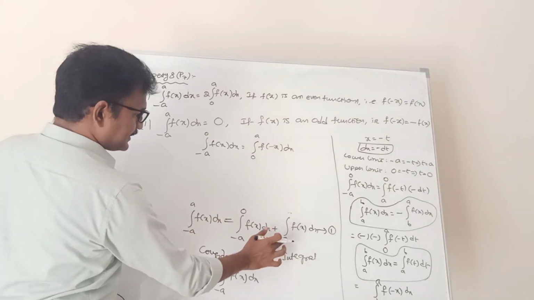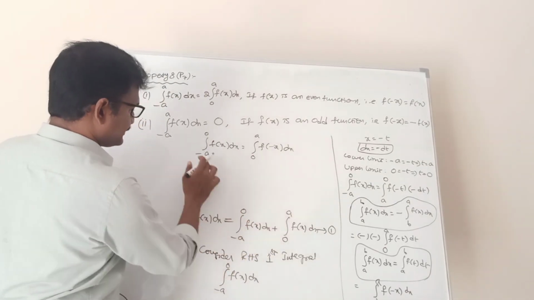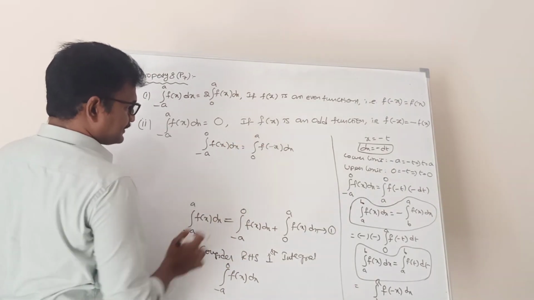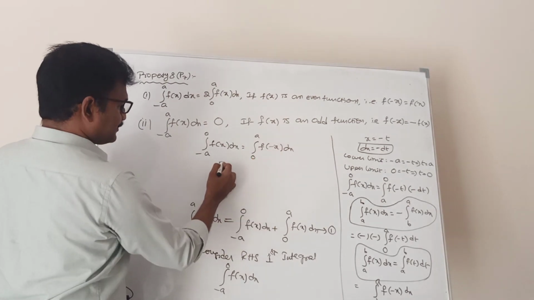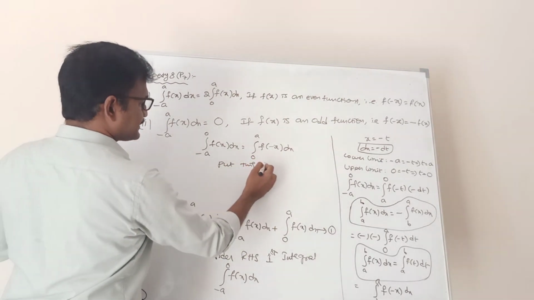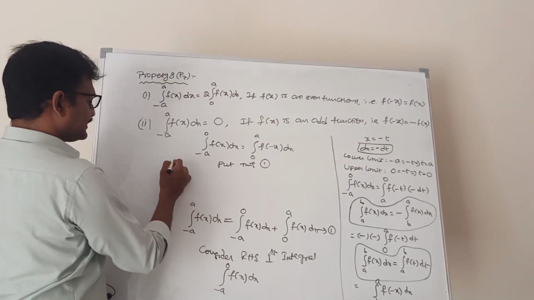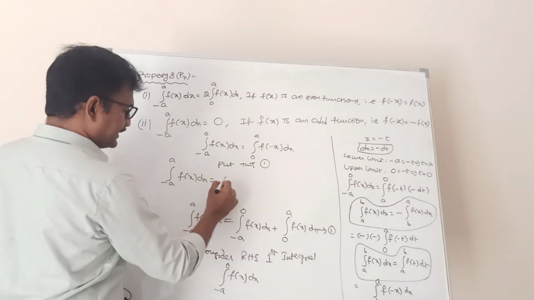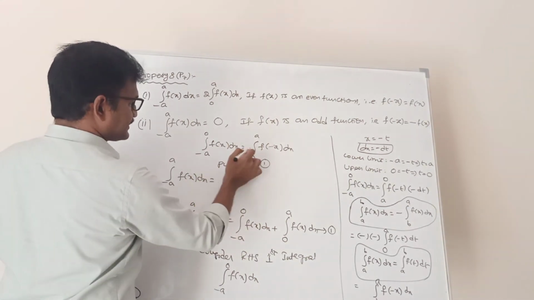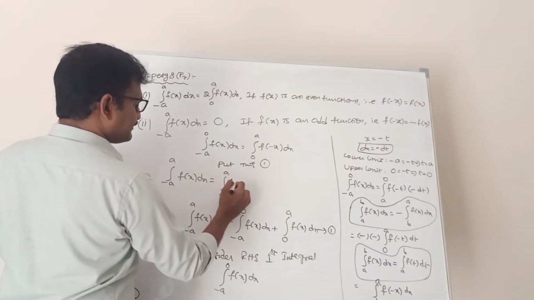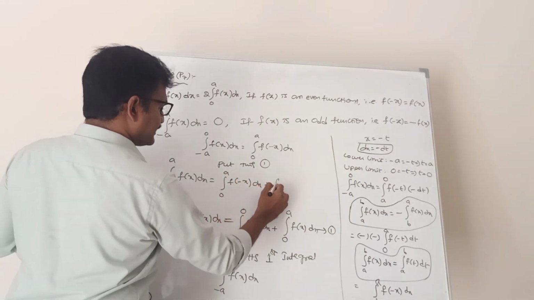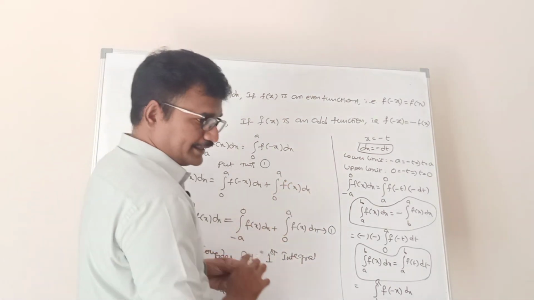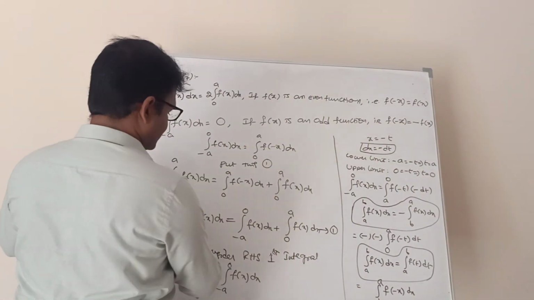Substitute this value in the place of minus a to 0 f of x dx: replace it with 0 to a f of minus x dx. That means put this in equation number 1. What is equation number 1? Minus a to a f of x dx is equal to minus a to 0 f of x dx plus 0 to a f of x dx. How much did we get? 0 to a f of minus x dx plus 0 to a f of x dx.